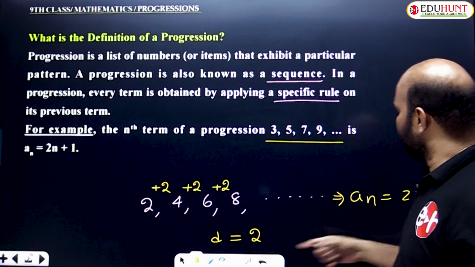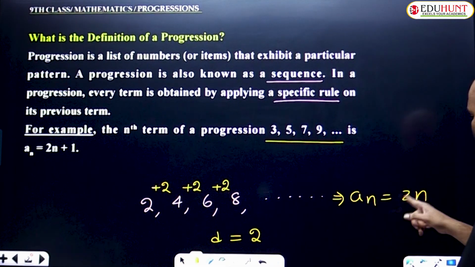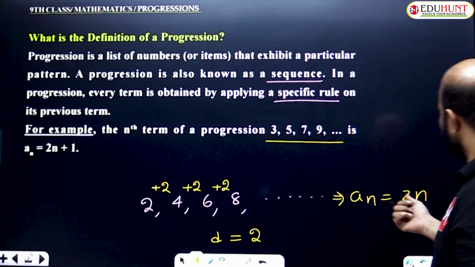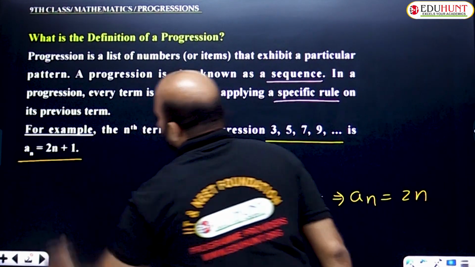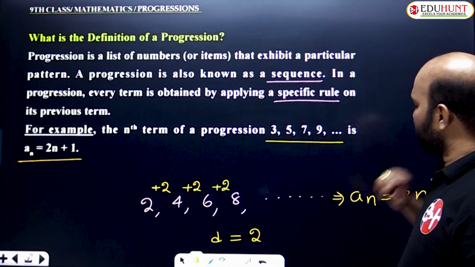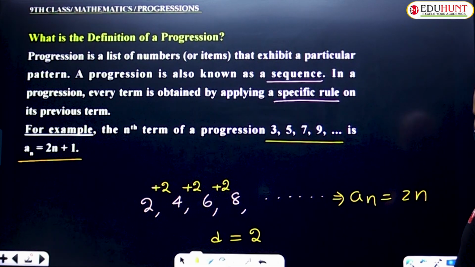If you take n equal to 1, 2 into 1 is 2. That is the first term. If you take n equal to 2, 2 into 2 is 4. n equal to 3, 2 into 3 is 6, and so on. Am I clear? So this is the set of first n odd numbers, and this is the set of first n even numbers. Am I clear?